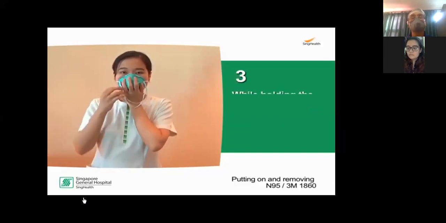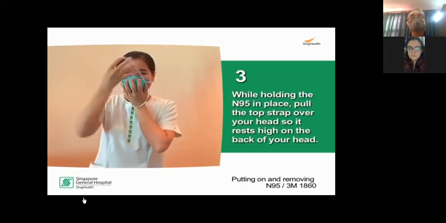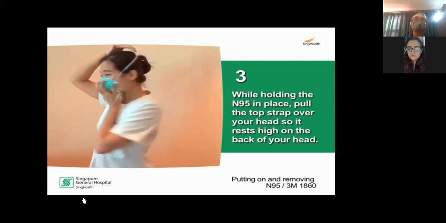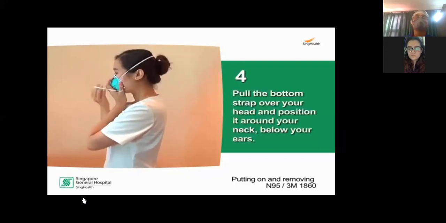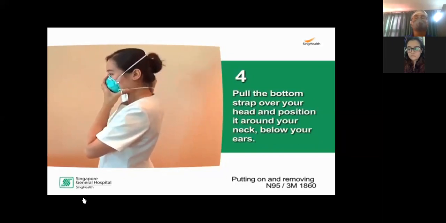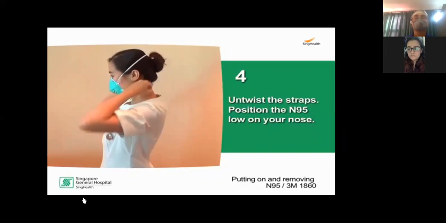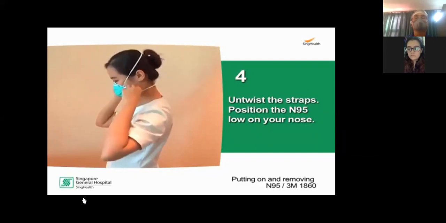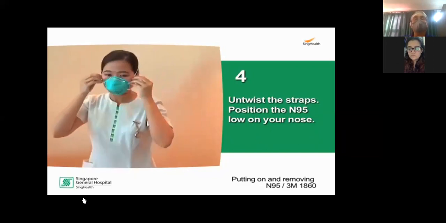While holding the N95 in place, pull the top strap over your head so it rests high on the back of your head. Pull the bottom strap over your head and position it around your neck, below your ears. If you have long hair, the strap must be positioned beneath your hair. Untwist the straps. Position the N95 low on your nose. After wearing this, you can tighten it with the nose pin.